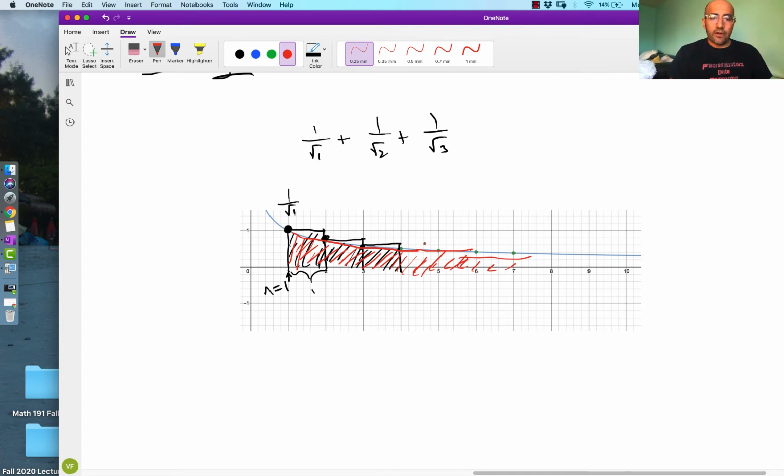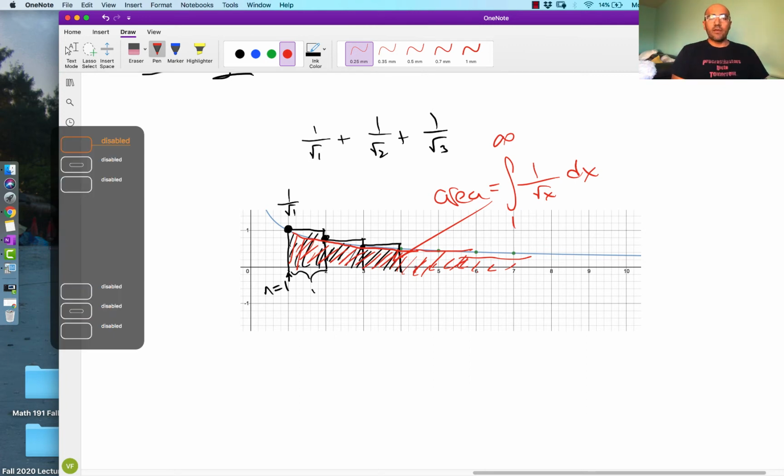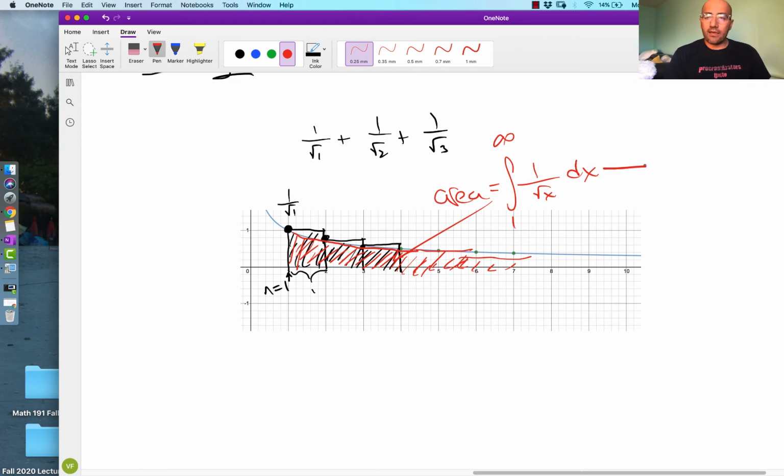Good. So now the area of the red one, well, that's just an integral. This area is equal to the integral from 1 to infinity of 1 over root x dx. And we're going to show that the sum of the rectangles is always just a little bit larger, as we can see from our picture. And what's the advantage of this one? Well, we're going to show that if this area diverges, goes to infinity, doesn't converge to some constant, it just grows out of control, well, then these guys must also diverge because they're always a little bit bigger.